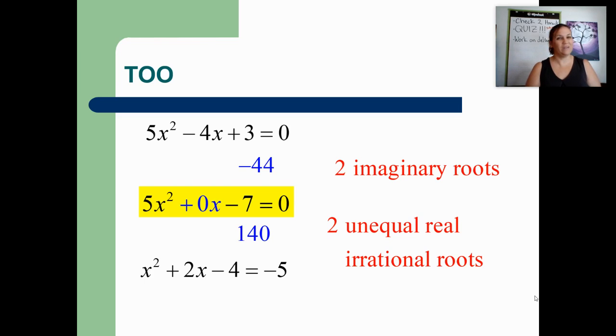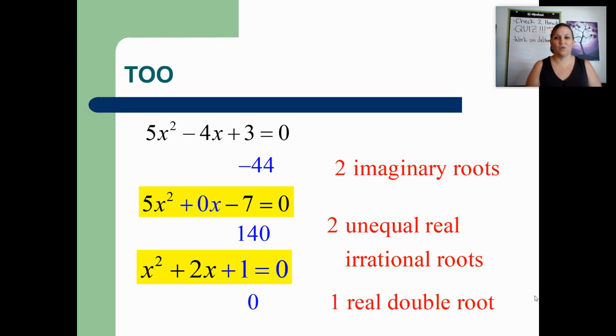On our third example, it is not in standard form because it is not equal to 0. So I need to do a pre-step first. I should add the 5 to the other side. Now that it is in standard form, I can calculate my discriminant. And for this problem, my discriminant was the number 0. When you get an answer of the number 0, the phrase you use is one real double root.